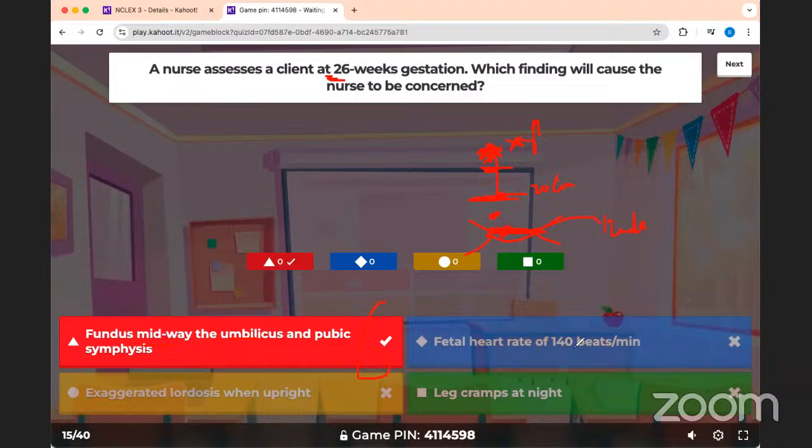That's bad. Fetal heart rate of 140 is normal. Mommy sometimes can get cramps unless they have itchiness. Itchiness is bad. But having leg cramps is because of the uterus compressing on the IVC. And then lordosis is normal. In order to carry the baby, they have to lean backward and support themselves, with the uterus protruding out. So this is normal, and this is the right answer.